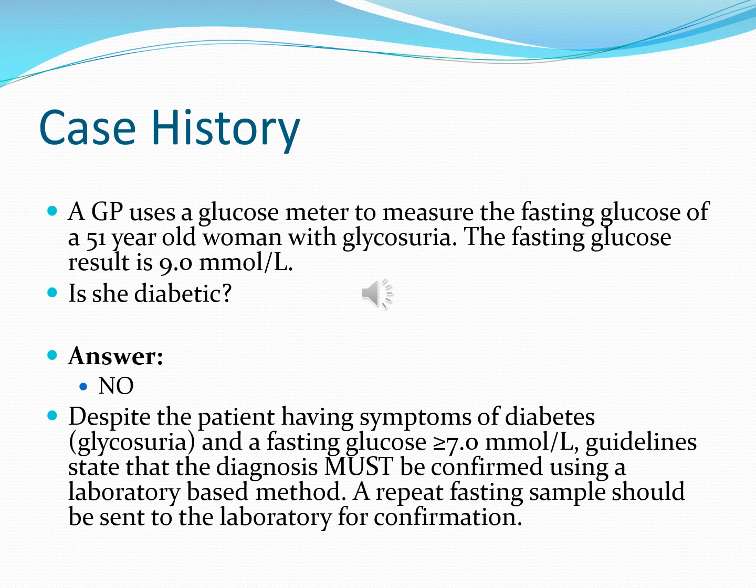So this one is a little bit of a trick question. She's symptomatic, yeah, and you've got a glucose greater than or equal to 7.1. So they're both tick for diabetes. However, this is a point of care glucose measurement. You would need to confirm that glucose reading on a lab-based method to be able to say that this patient has diabetes.